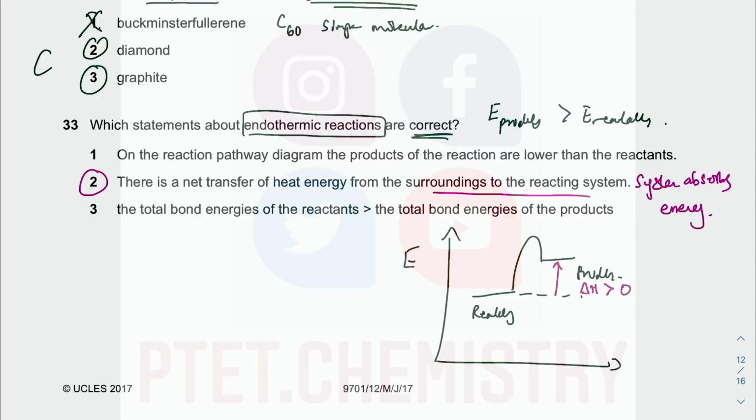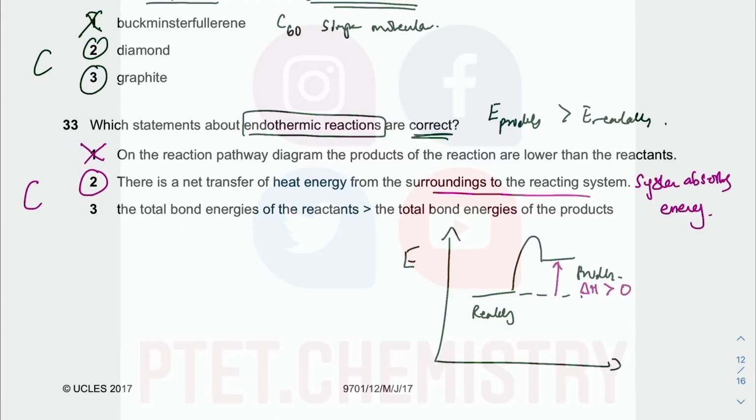Number 1, on the reaction pathway diagram, the products are lower than the reactant. That is incorrect. For an endothermic reaction, it has to be higher. So 1 is incorrect, and 2 is correct. So that means you're left with C being the only correct answer.